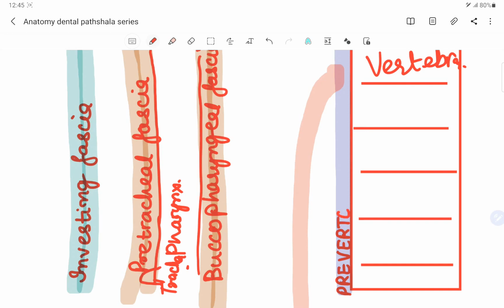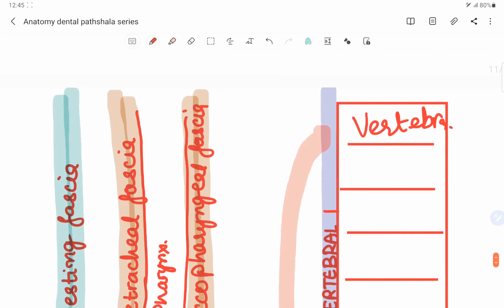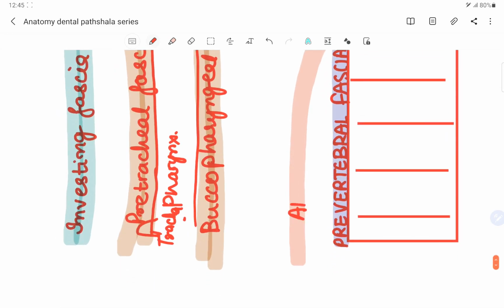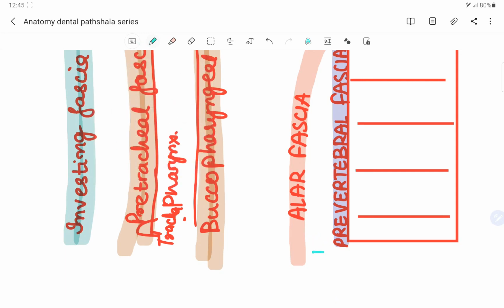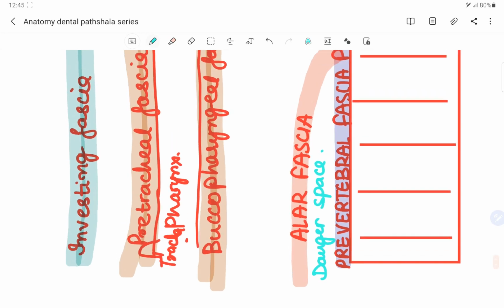Prevertebral fascia proper. And we also have the alar fascia. And in between this space we call it the danger space. So anterior to the danger space we have the alar fascia, posterior to the danger space we have the prevertebral fascia.